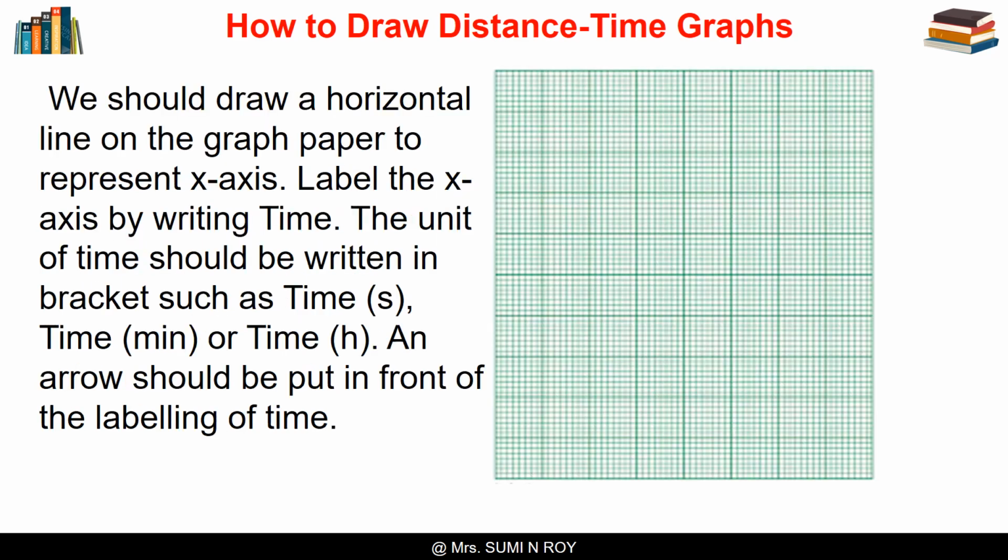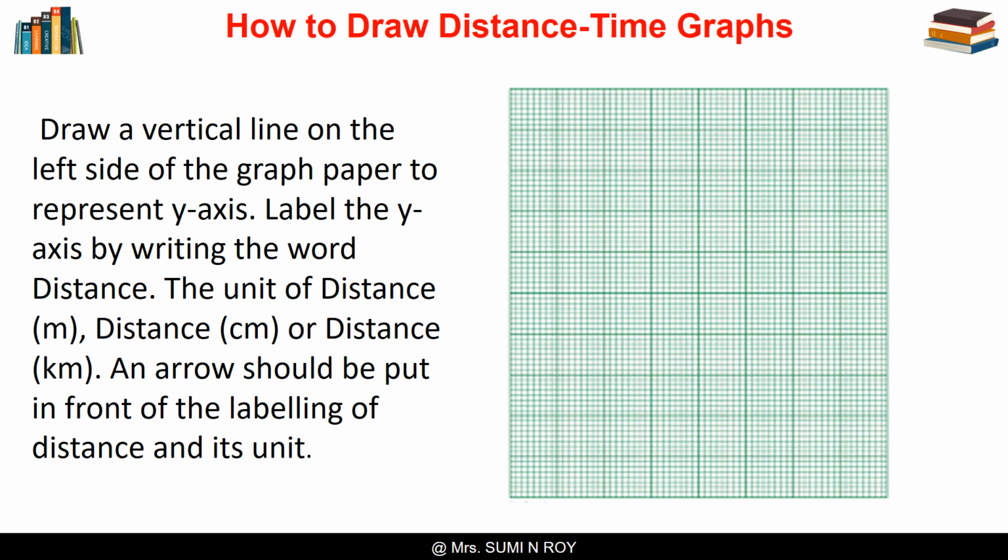Now draw a horizontal line on the graph paper to represent the x-axis. Label the x-axis by writing time. The unit of time should be written in brackets, such as time in second, time in minute or time in hour. An arrow should be put in front of the labeling of time and its unit, like time (second).